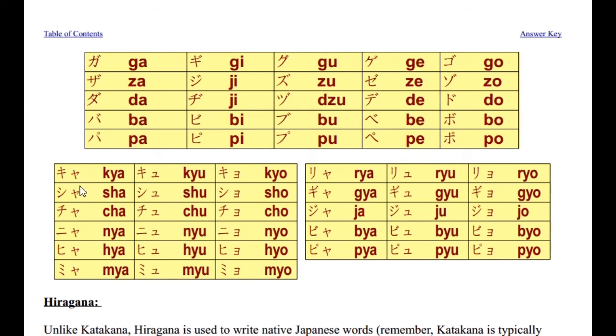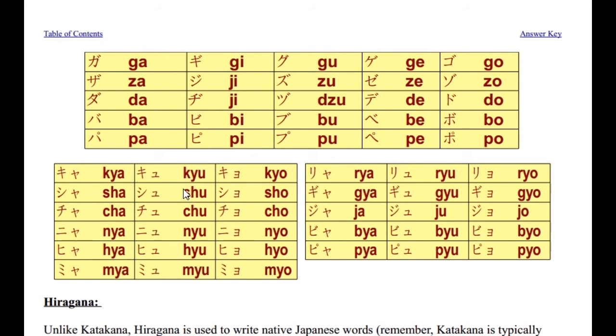So please notice that the ya, yu, and yo characters are written to be smaller than normal. This is to indicate that it's not ki ya, but it's kya. Not ki yu, but kyu. Not ki yo, but kyo.